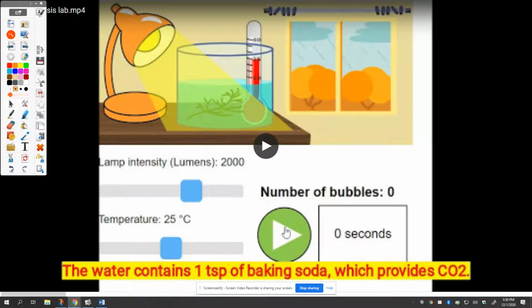Things that we are keeping the same, our controlled variables, would be the amount of water, the temperature of the water, the distance the lamp is from the plant, the size of the plant, the type of plant. All of those would be controlled variables.